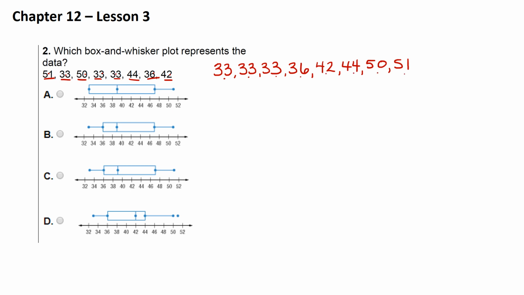Okay. So let's find our median. Left, left, left. Right, right, right. And we're going to be right in the middle here. All right. So what's between 36 and 42? So I'm going to do 42 plus 36, 78. Now I'm going to do 78 divided by 2.